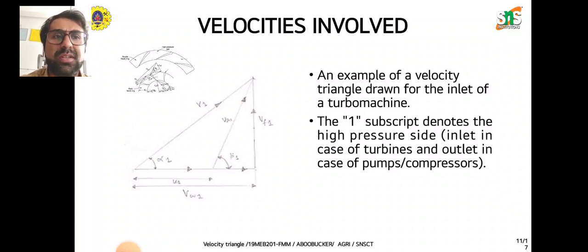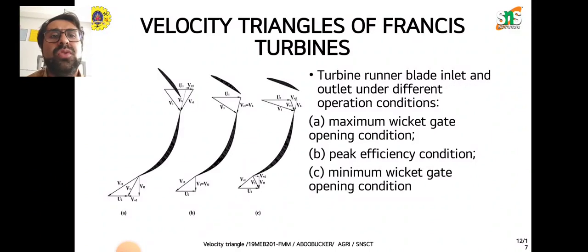The subscript 1 denotes the high pressure side, and you can see this diagram. You can see U1, you can see Vw1, you can see V1, etc., which has been drawn. So these are the velocity triangles of a Francis turbine. The turbine runner blade inlet and outlet under different operation conditions are drawn. A is the maximum wicket gate opening condition, B is the peak efficiency condition, and finally the minimum wicket gate opening condition is given as C out here.